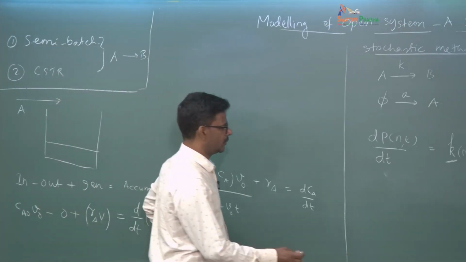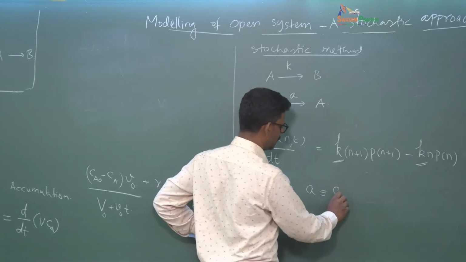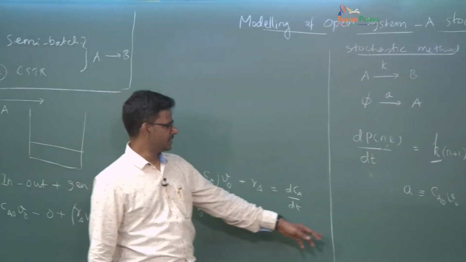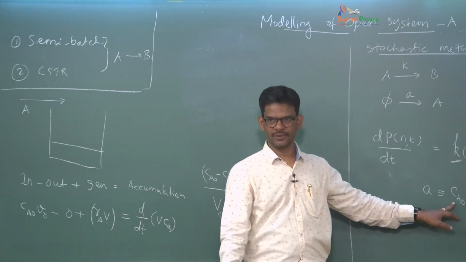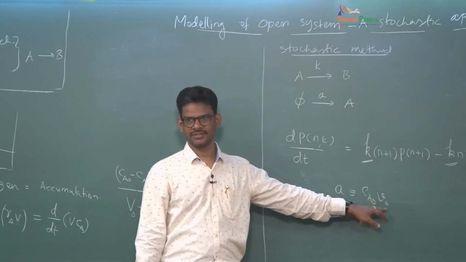So in other words, this A basically means approximately CA0 times V0 number of molecules. This is written in moles, but you have to convert this into number of molecules, and this will tell you the number of molecules per unit time that you are adding. Okay, so that is rate constant A.